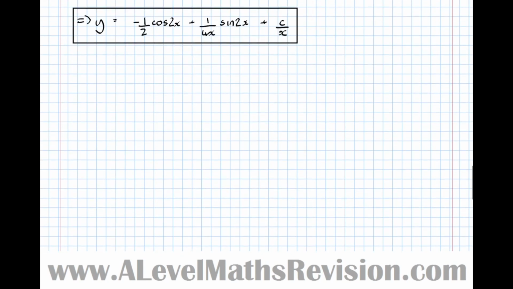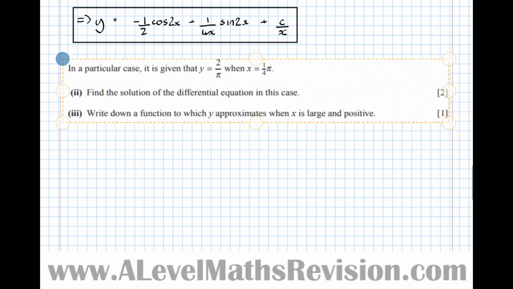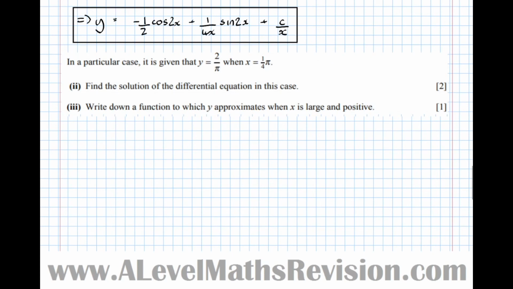Now moving on to part 2, which is there. It says in a particular case, it's given that y is 2/pi when x is 1/4 pi. Find the solution of the differential equation in this case. So basically it's asking us to find the particular solution, i.e. find the value of c here. So that's what we're going to do. So we're going to let y equal 2/pi and x equal 1/4 pi.